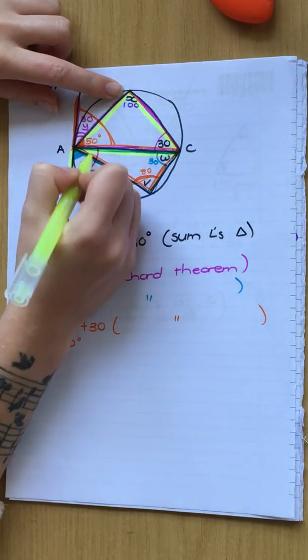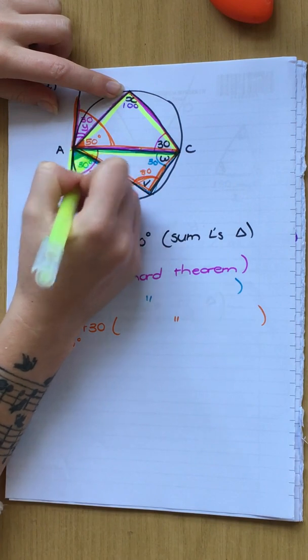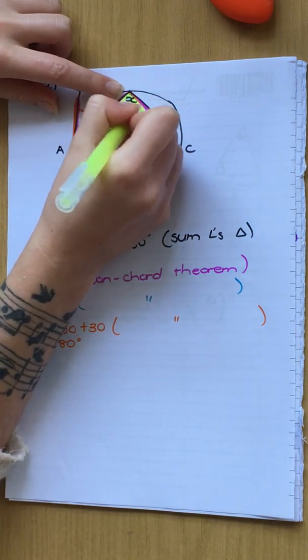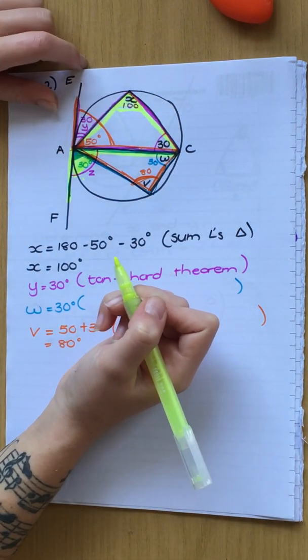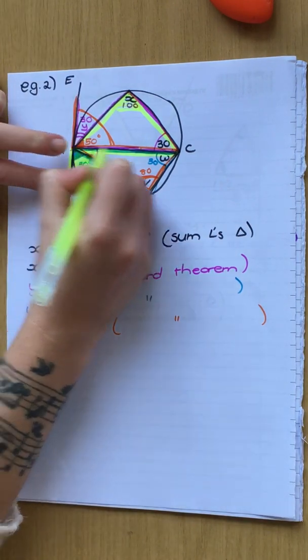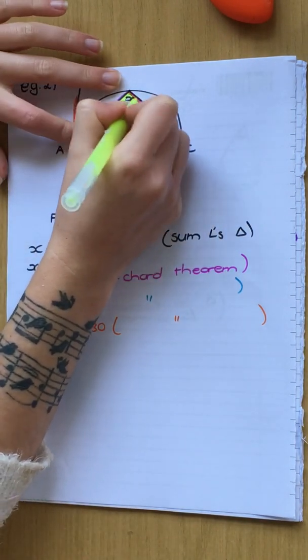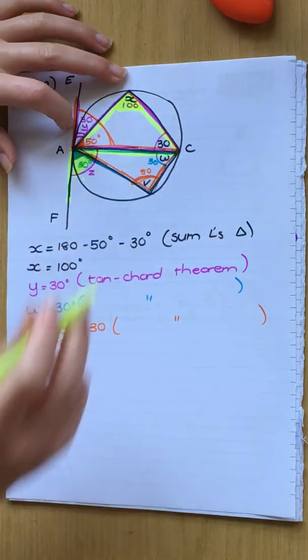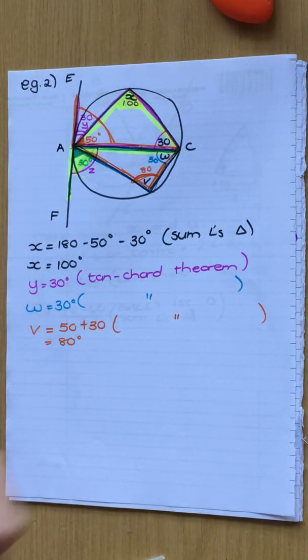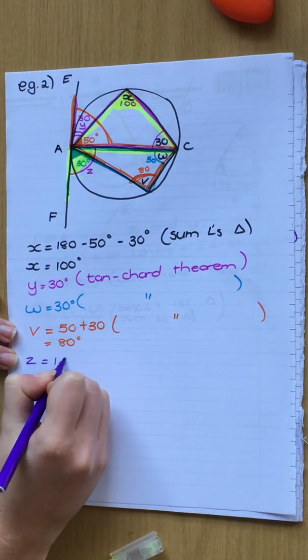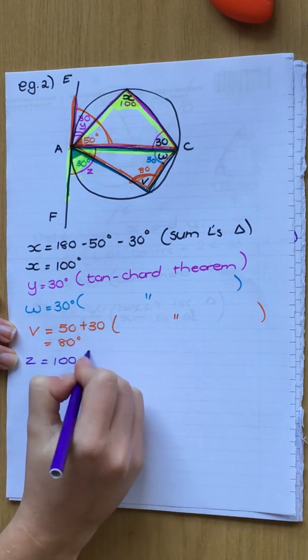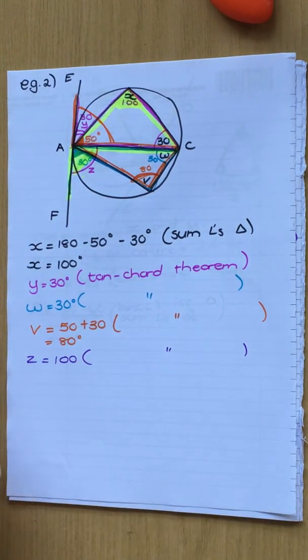Okay, so Z clearly, this whole Z, corresponds with this X over here, this 100. We already established it is 100. 1, 2, 3. This is the third one. So 1 and 3 must go together. So Z is equal to 100, again because tan chord theorem.